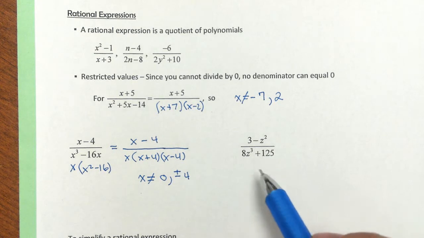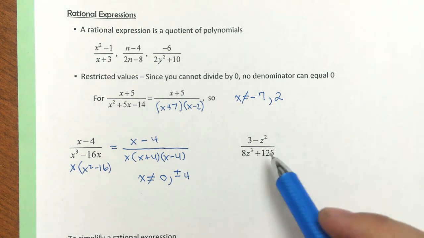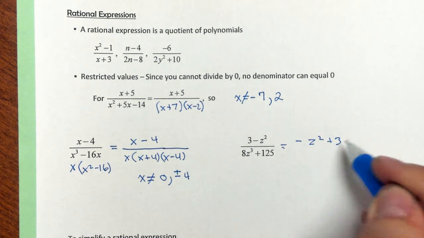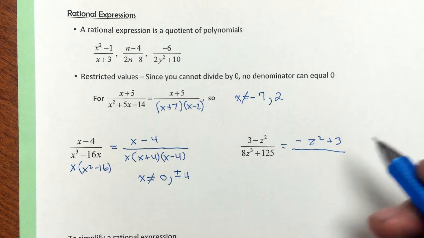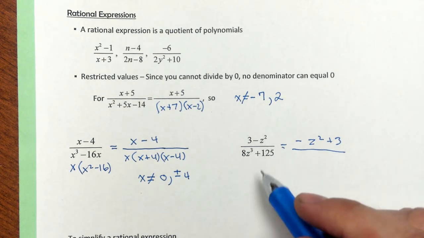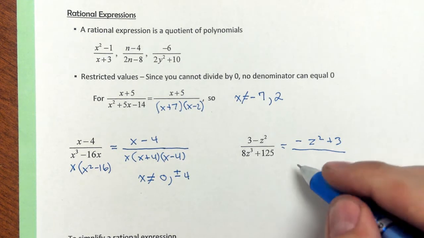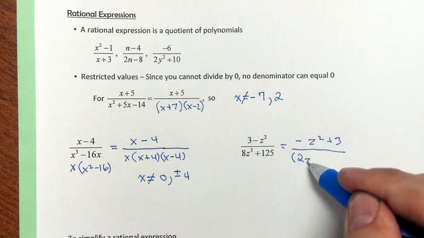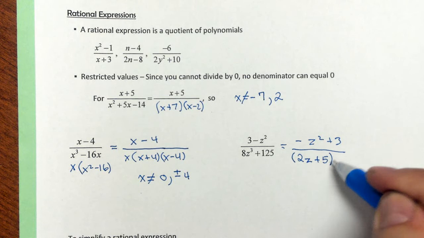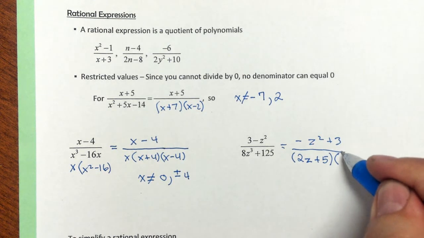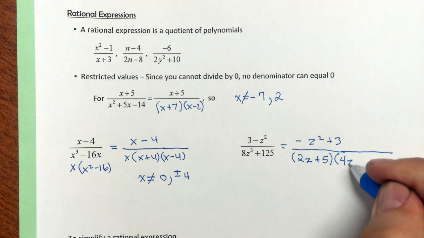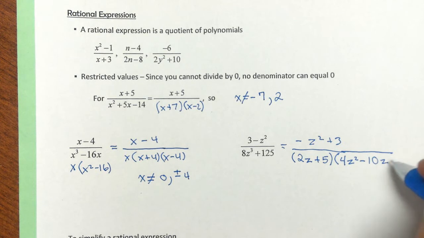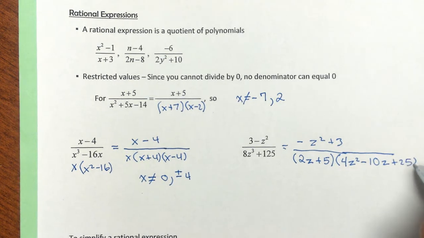One more example, 3 minus z squared over 8z cubed plus 125. Now we might want to rewrite this in descending order. We'll do more with that later. But in my denominator, this is where I'm focused because I'm trying to find restrictions. 8z cubed plus 125. I recognize this as the sum of cubes. 8z cubed is 2z cubed. 125 is 5 cubed. So then I get this trinomial. That trinomial, remember, I'm going to square 2z to get 4z squared. Then I'm going to do minus the product, which is 10z. And then I'm going to have plus 25.